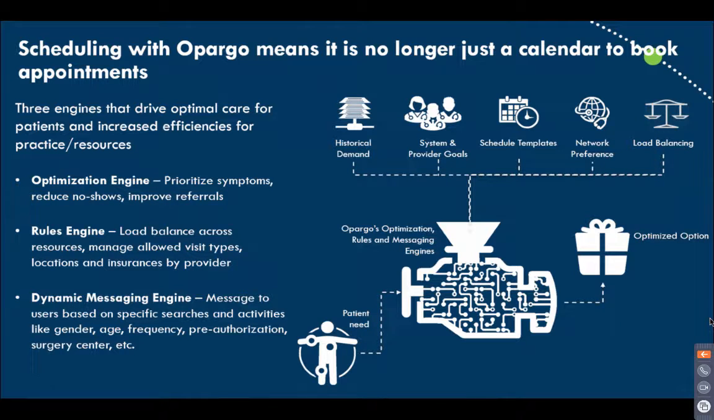The optimization engine is the one that prioritizes visits for patients who need care the most. We can prioritize based upon who referred that patient. There's a rules engine that can load balance patients across the proper resources, make sure that if a procedure cannot be done at a certain location, it's never scheduled there, and a patient would never be appointed with a provider that did not accept the insurance.